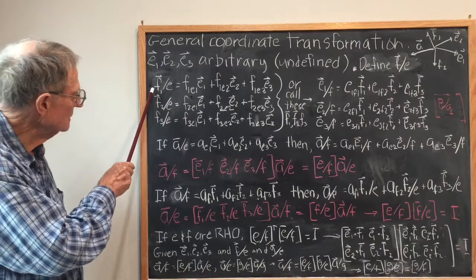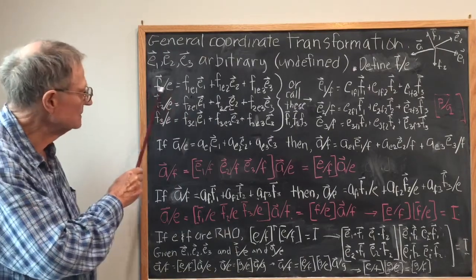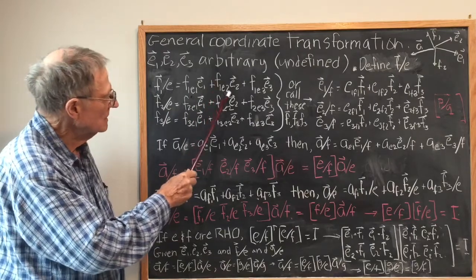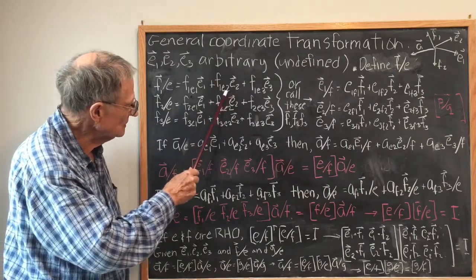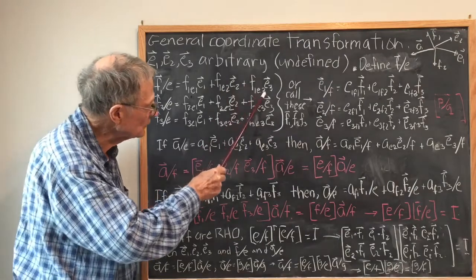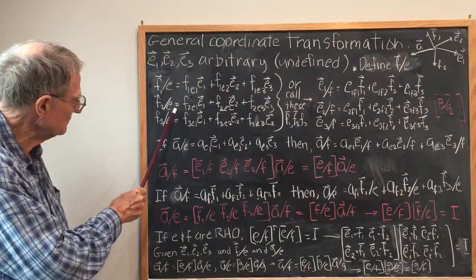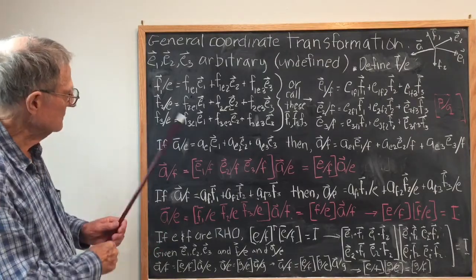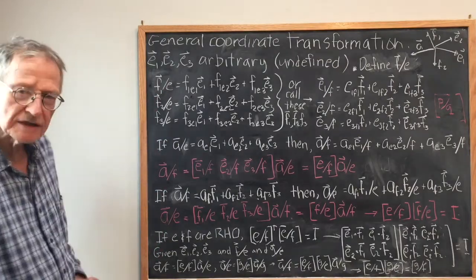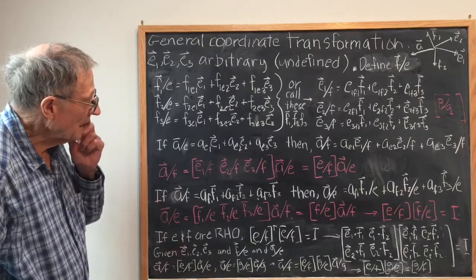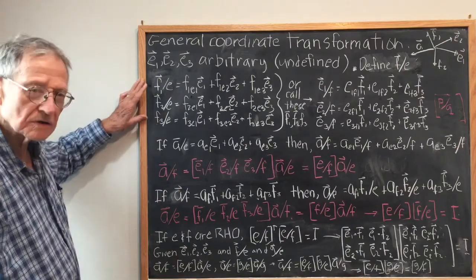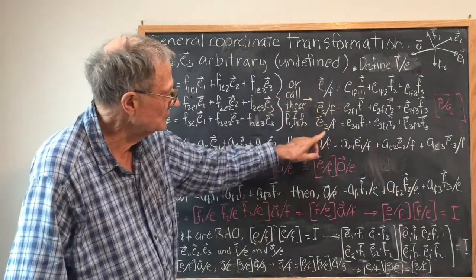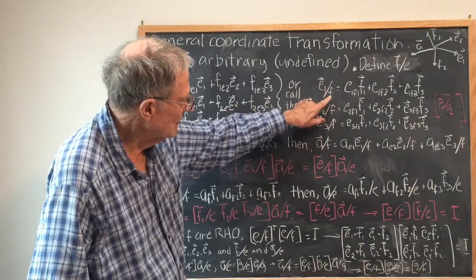This is F1 with respect to E: F1 is the F1·E1 times E1 plus F1·E2 times E2 plus F1·E3 times E3, and so on for F2 with respect to E and F3 with respect to E. Now, having F1, F2, and F3, I could turn around and say these are my original basis vectors and define E1, E2, and E3 with respect to F.